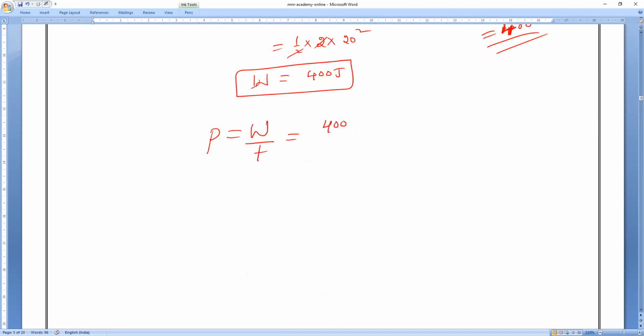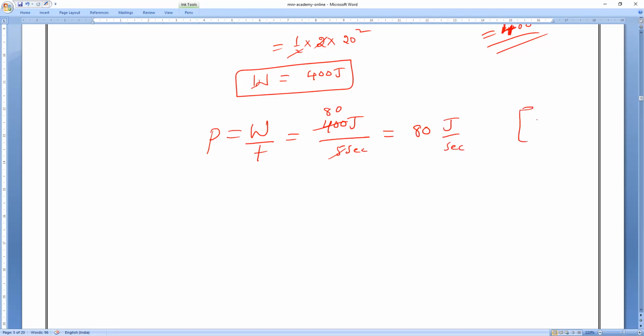So work done is equal to 400 joules. Time is equal to 5 seconds. So 400 divided by 5. How much? 5 eights are 40, so 8 fours are 40. So 80 joules per second.